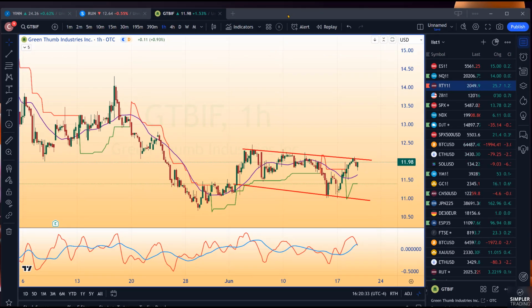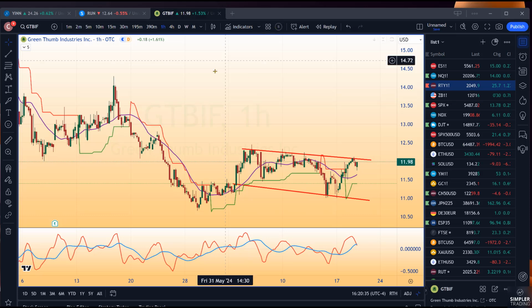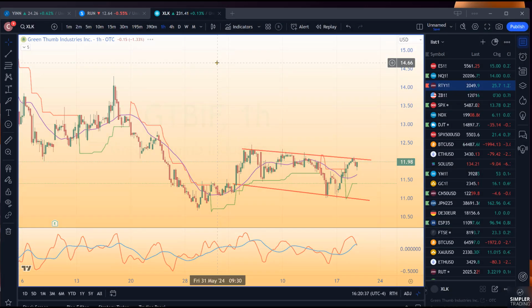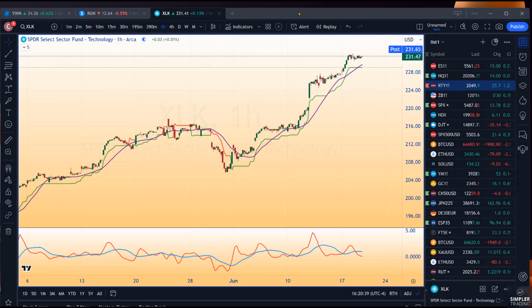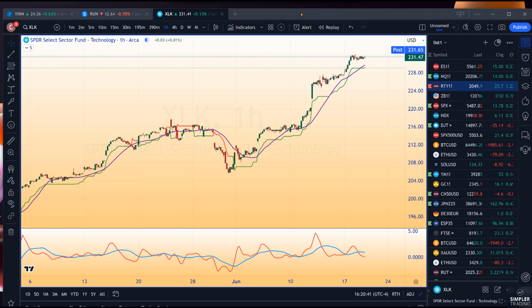Thursday and Friday, definitely rebalance time. You have this thing with the XLK, the Technology Select Fund, that needs to buy NVIDIA and sell Apple. I'm not sure how much of that is already done, but it should be exciting the last 2 days of the week.